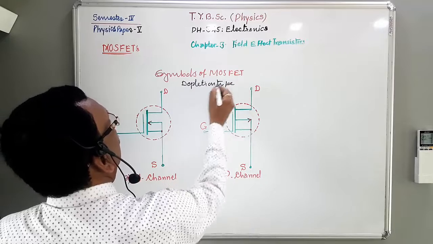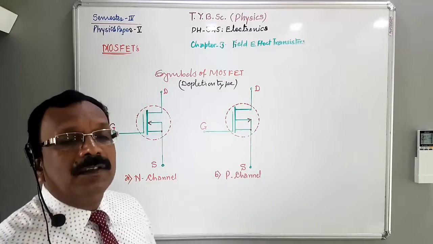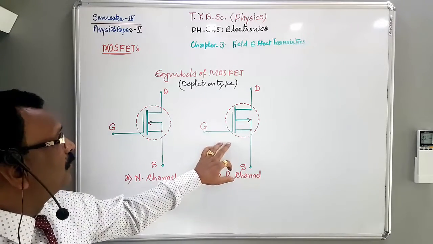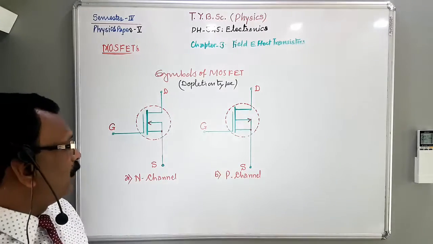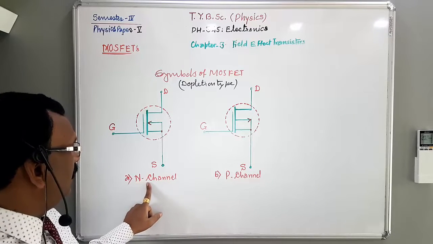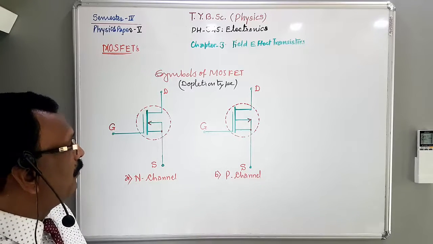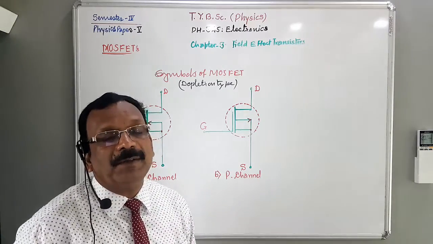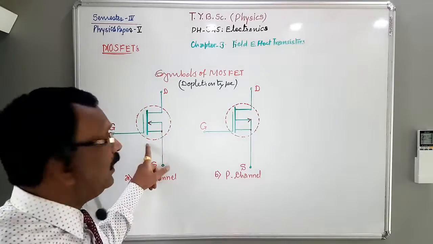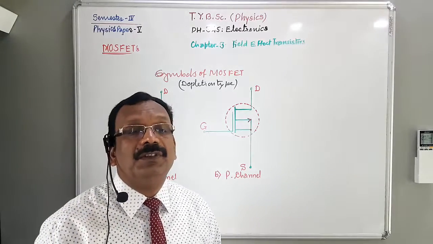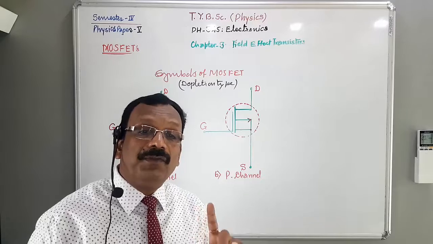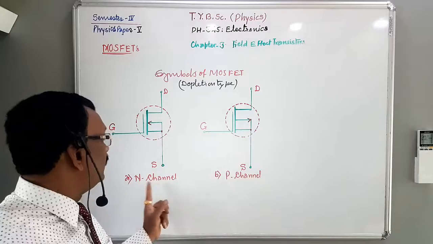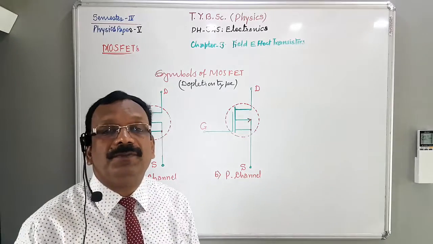Depletion type. These figures, both the figures, represent symbols of depletion type MOSFET. The first figure represents n channel depletion type MOSFET, and the second figure represents p channel depletion type MOSFET. This first figure shows the circuit symbol of n channel depletion type MOSFET.